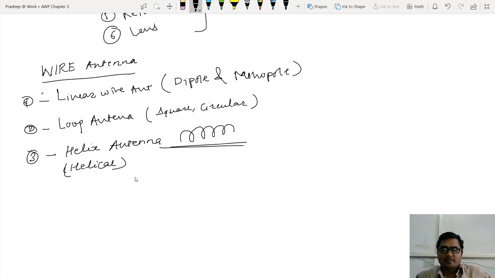Loop antenna, look at this. It can be a square loop. Look at this, this is a square loop antenna. This is a circular loop antenna. The wire should form a loop.